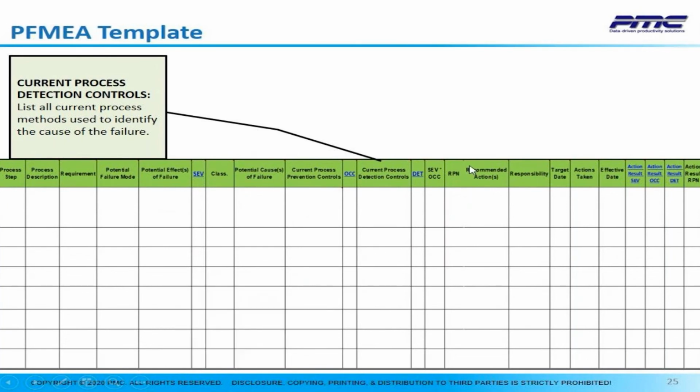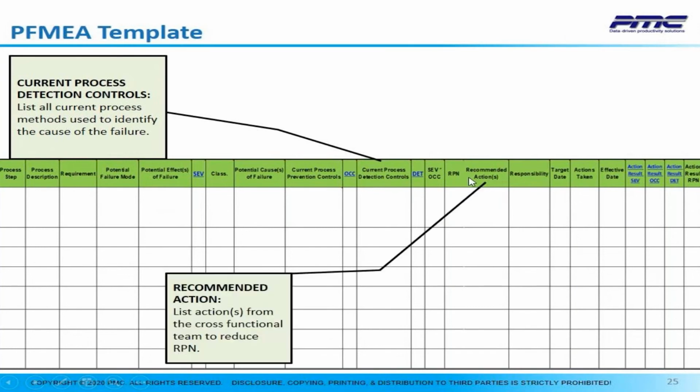Just similar to DFMEA, up to the RPN column is when we complete the entire PFMEA. From that point on, again, we're looking at either high RPN, so we focus on top RPN, and severity of 9 and 10. And from there, once you have the top RPN failure mode or the cause of the failure mode identified, then you have to use the recommended action column to list the actions to reduce the risk.